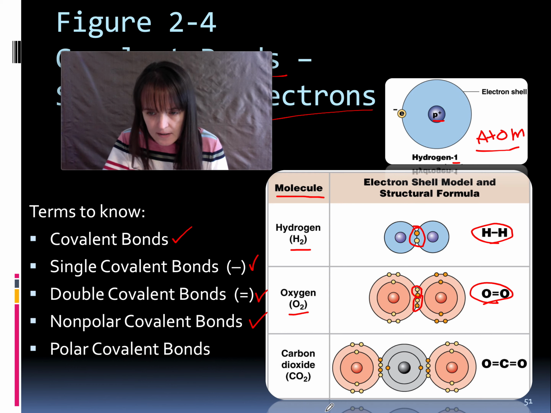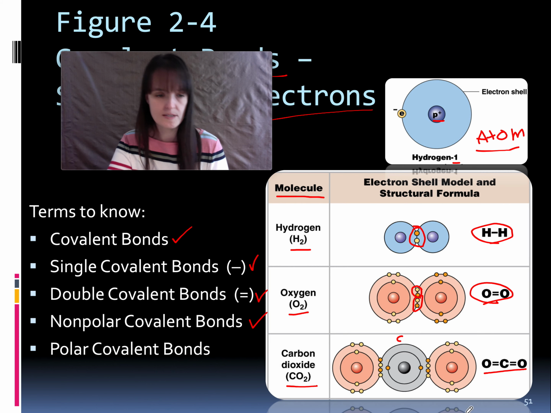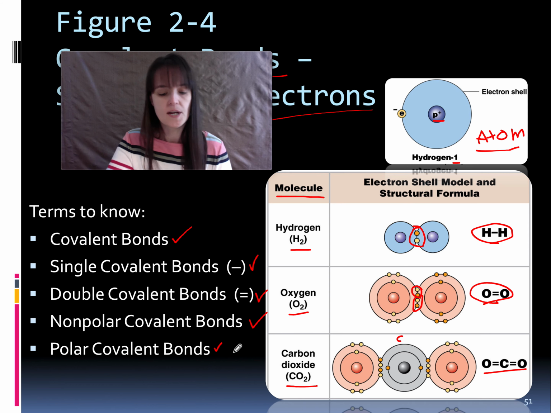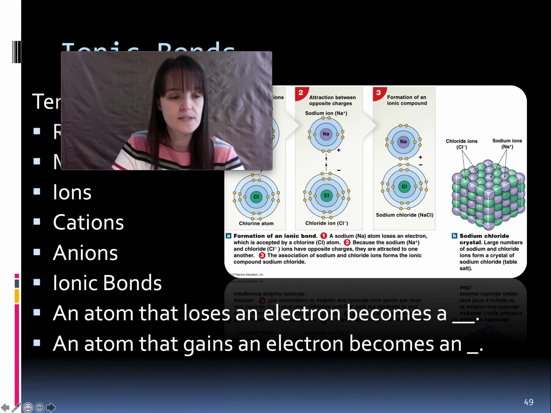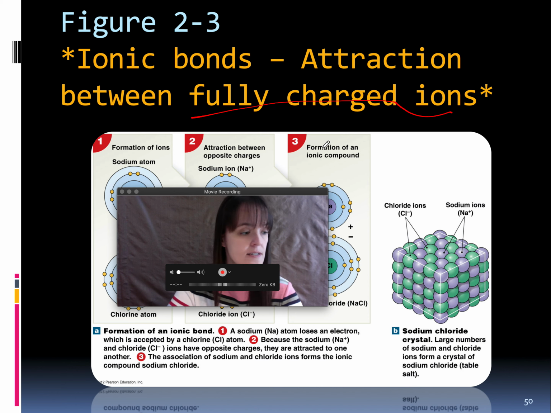And then we have carbon dioxide here, which is also a non-polar covalent bond. You've got a carbon and two oxygens, both with double covalent bonds. And that's written CO subscript 2 because there are two oxygens. So a polar covalent bond shares the electrons unequally, and this creates a partial charge. You may recall that ionic bonds were attractions between fully charged ions.